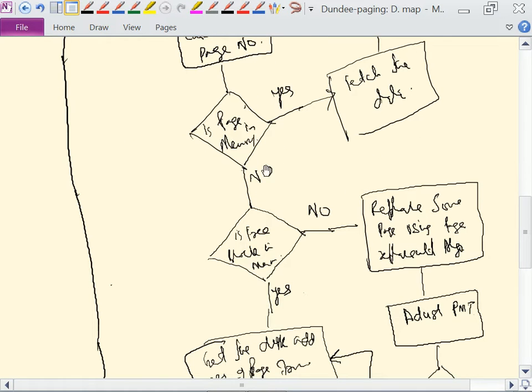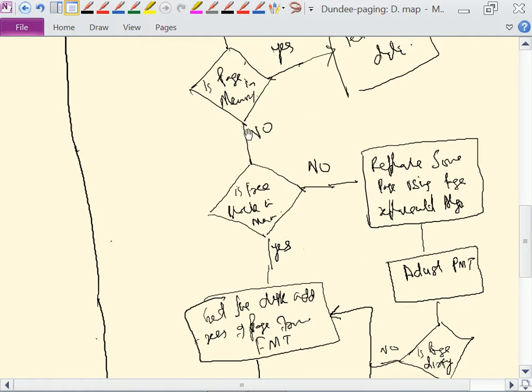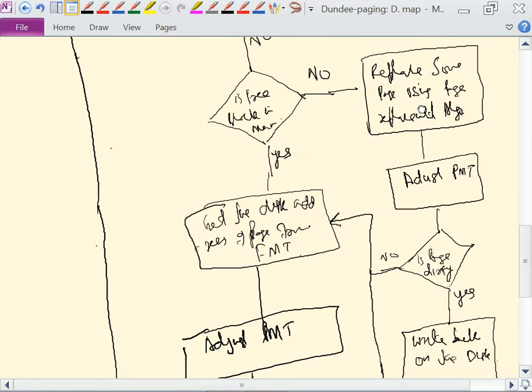Right? Then, if the page is not in memory, we have to see if there is a free block in memory, because we have to get it from the virtual memory. Now we have to see whether there is space in RAM or not. If there is no space in RAM, that means you have to kill some page. You have to replace a page. उसकी जगह पे आपका अपना पेज डालना पड़ेगा. अब you have to replace some page using some page replacement techniques जो हमने पढ़े हैं. Then you adjust the PMT for that page because it is no more in our RAM.